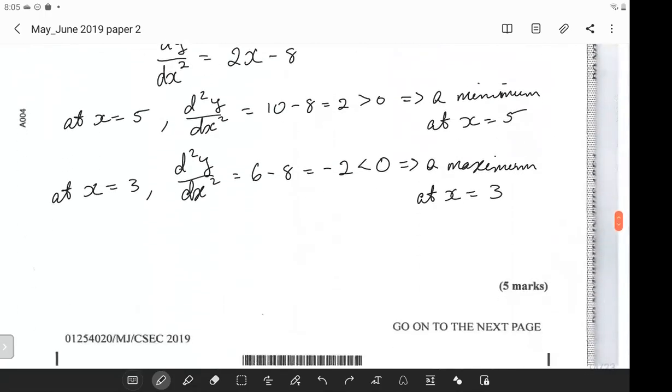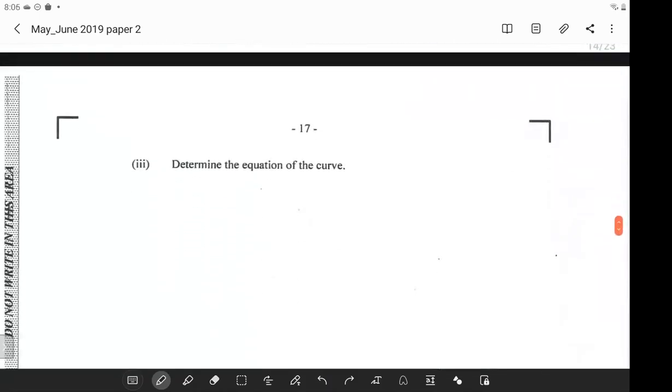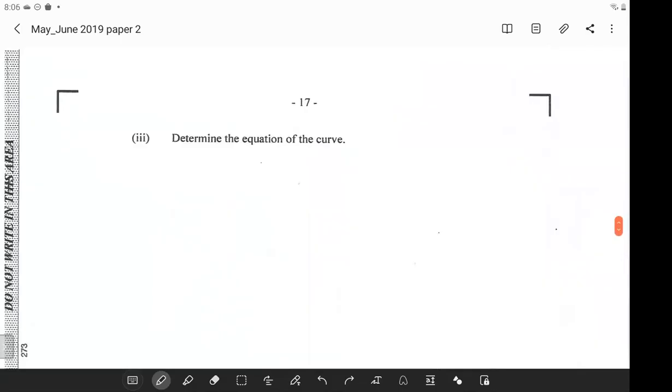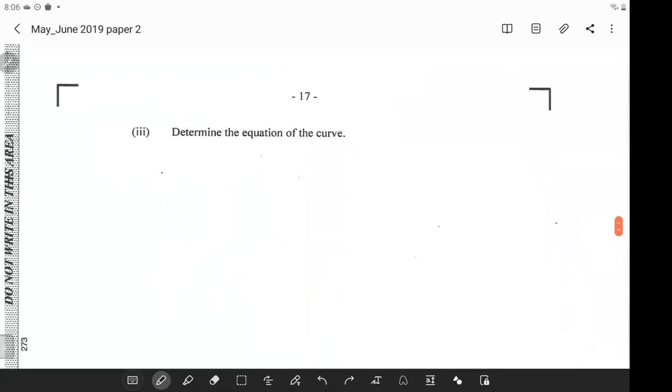So we have a maximum at x equal 3 and a minimum at x equal 5. Determine the equation of the curve. So what they want here is to integrate what we have. So remember, dy/dx is equal to x squared minus 8x plus 15.